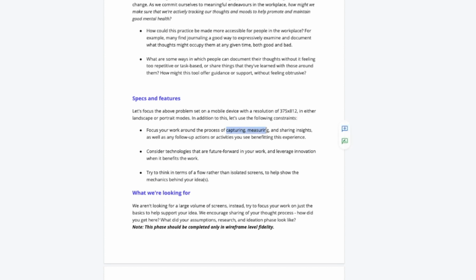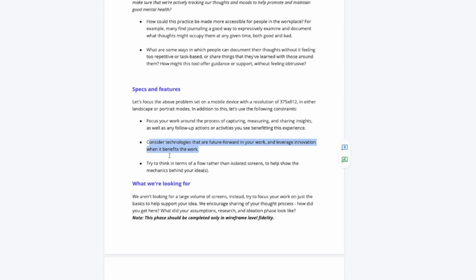So all my process of capturing, measuring, sharing insights, as well as any follow-up activities you see benefiting this experience. Consider the technologies that might support this experience, and also think in terms of flows rather than isolated screens. That's something I pretty much do anyway. I'm really big on thinking in terms of flows rather than static screens. I don't think anything should be static. You're never really looking at a screen in isolation these days.